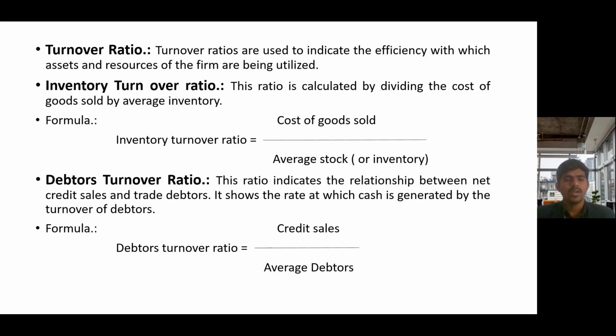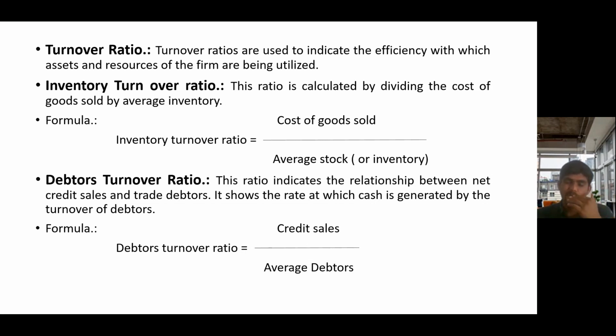The turnover ratios include very important ratios like inventory turnover ratio. So what do you mean by inventory here? Inventory and stock are both the same, where we have produced some goods which are kept as stock in our godown or in a warehouse. That is called inventory. This ratio is calculated by dividing the cost of goods sold by the average inventory. So what is the average inventory available with me in the business?